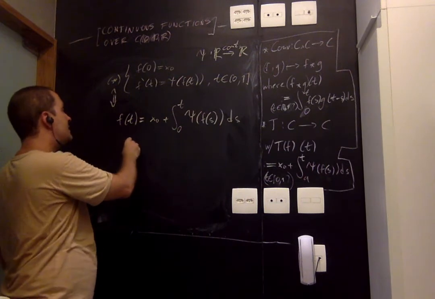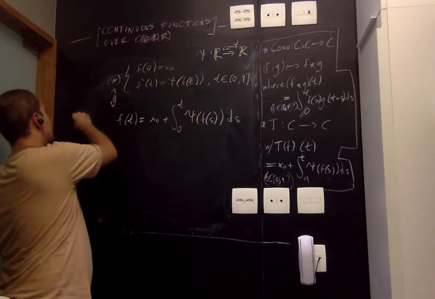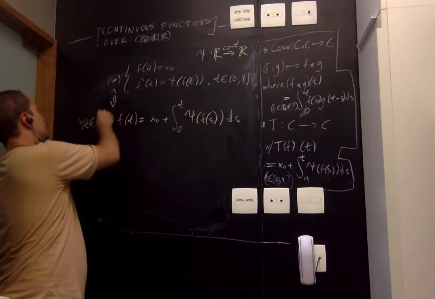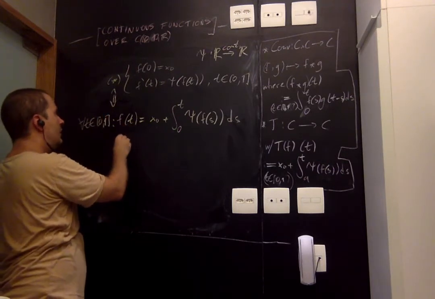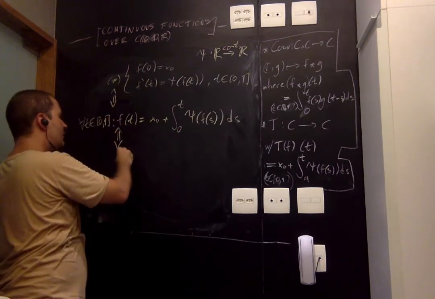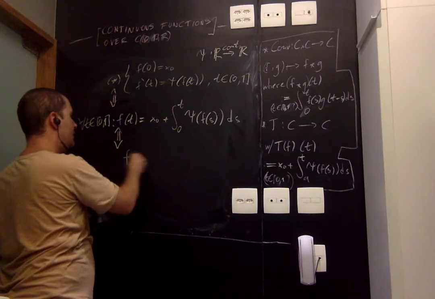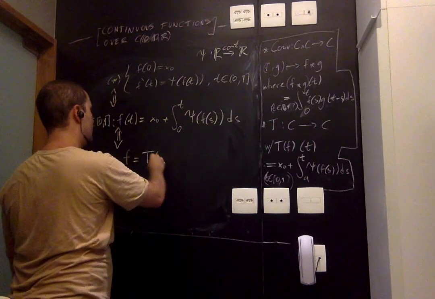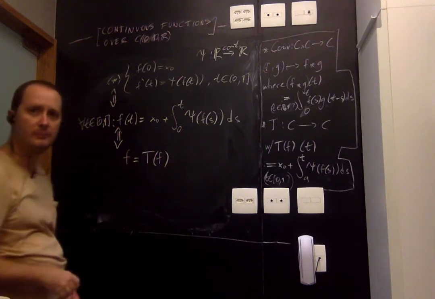So notice, what is this saying? This is for all t in [0, 1], right? Therefore, this happens if and only if the function f is a fixed point of this transformation that I wrote over there.